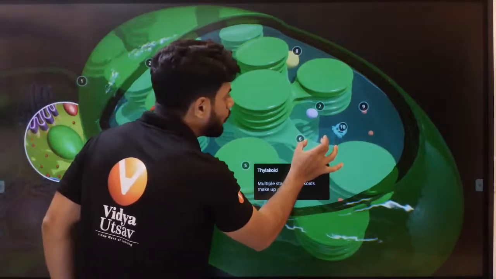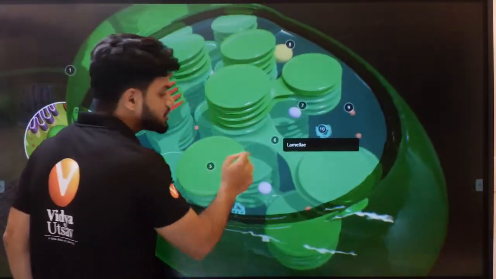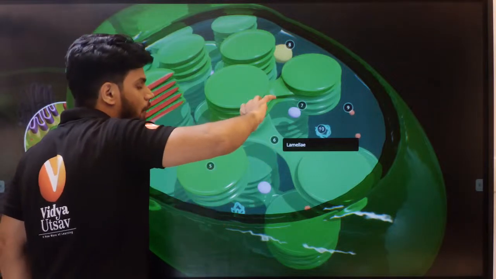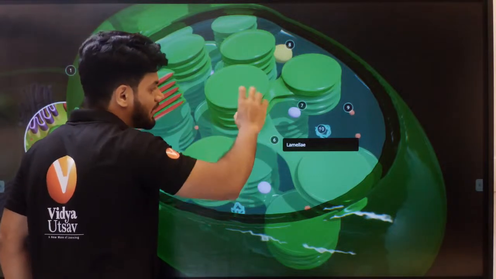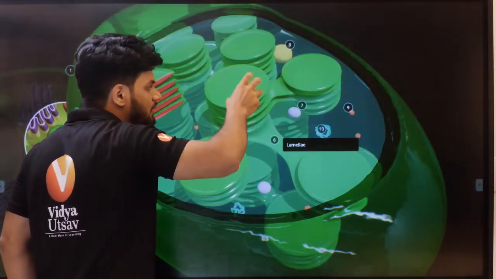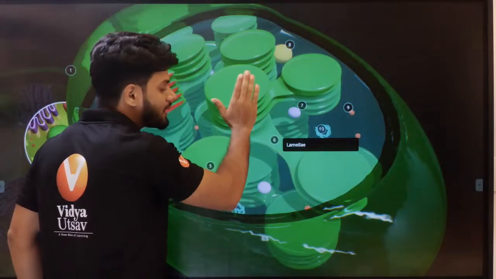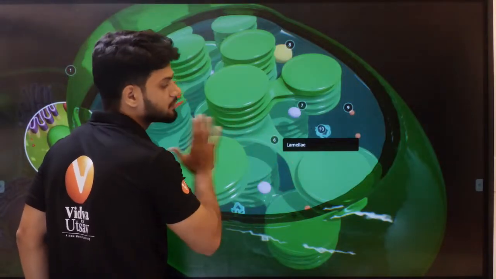Now, what about this connecting link? It is called lamellae. It's called a stromal lamellae. That is granal lamellae. This entire grana and this grana are connected to each other with the help of a link here. That is the link here.